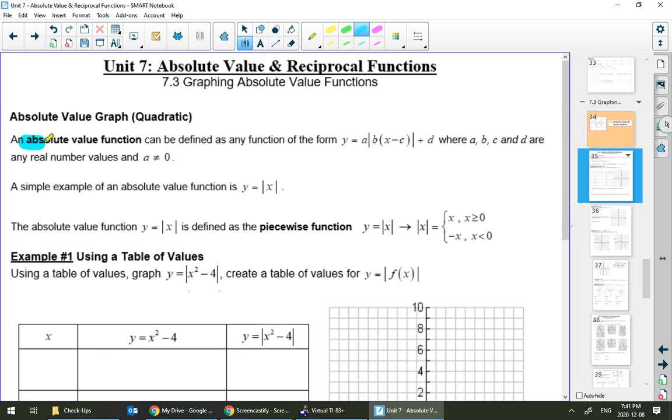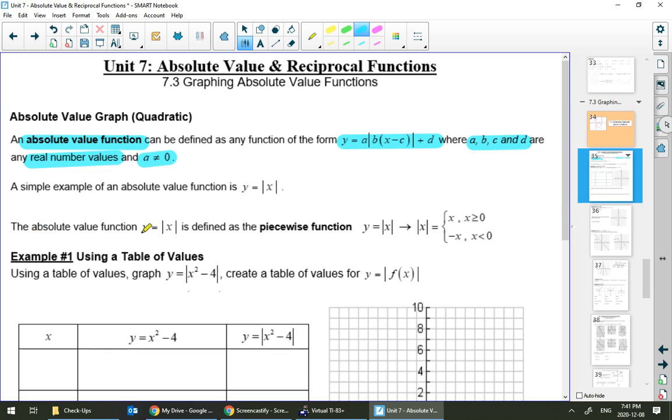function definition. So an absolute value function can be defined as any function in the form y equals a times the absolute value of b times x minus c, plus d. And a, b, c, and d are all any real numbers, and a cannot be 0. Now again, the basic example that we started with is y equals the absolute value of x.